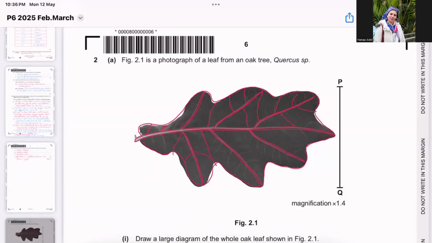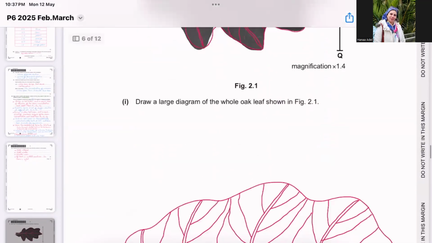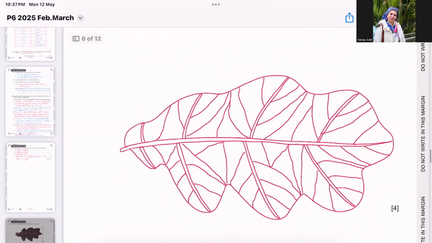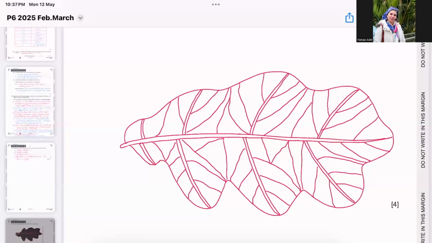Okay, it's no problem. If you have any problem, if something gets outside, you can erase it. You have to use a sharp pencil and eraser. Let's see my drawing. This is my drawing at the end. You have to be sure that the drawing is larger and takes much more space in the space below.